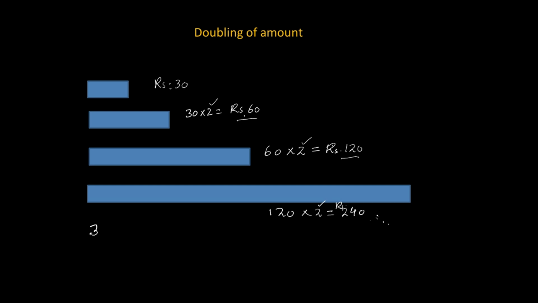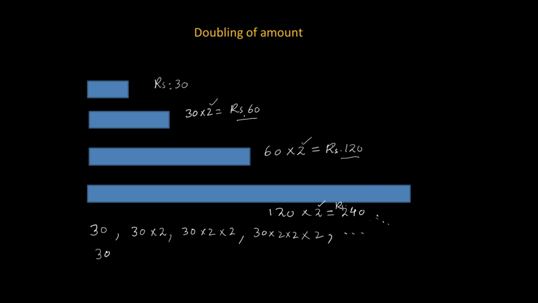So this means the first term is 30, the second term is 30 multiplied by 2, and the third term is, this is the second term, again multiplied with 2. Now we are getting the third term, and this third term is again multiplied with 2. So in this fashion we are getting a sequence, and this sequence is known as geometric sequence.